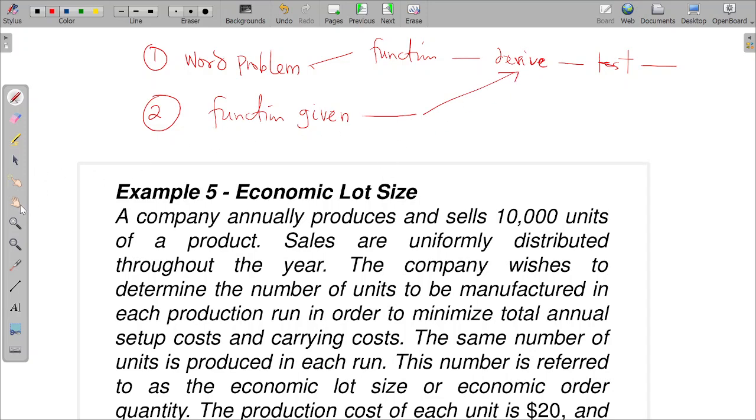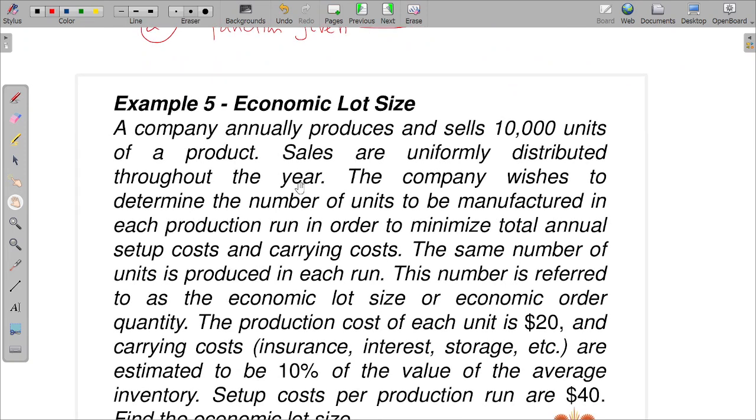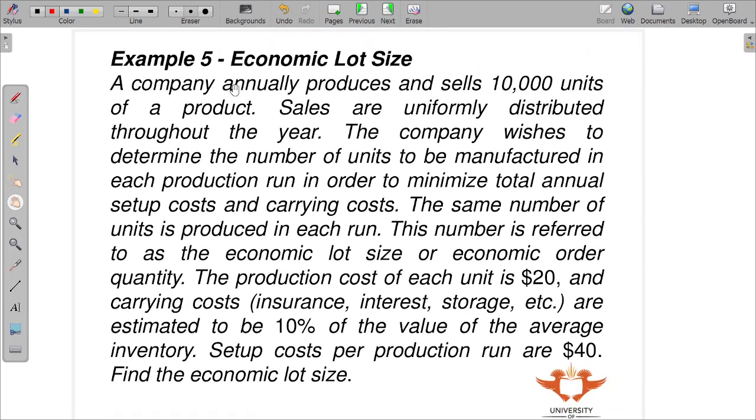Okay, so I think the most challenging part is when you are given the word problem and you are asked to bring out the function and solve that. That means you bring out the function first. That might be the most challenging part. Please ensure that you are able to follow to know how to bring out the function.